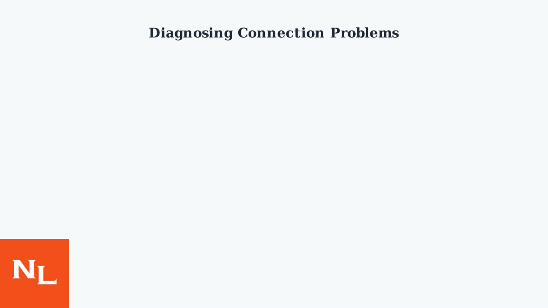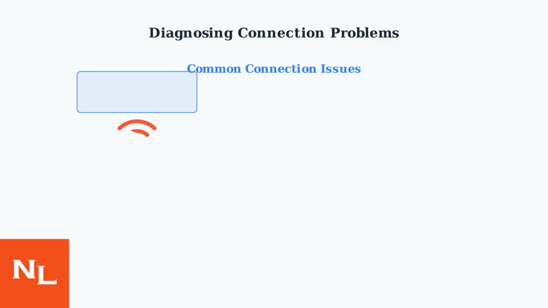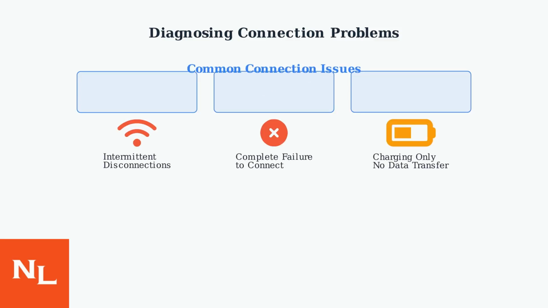Tethered Android Auto and Apple CarPlay connections can be frustrating when they fail. The key to fixing them is properly diagnosing what type of problem you're facing. There are three main types of connection problems you might encounter. First, intermittent disconnections where the connection drops randomly. Second, complete failure to connect at all. And third, the phone charges but no data transfers for Android Auto or CarPlay.